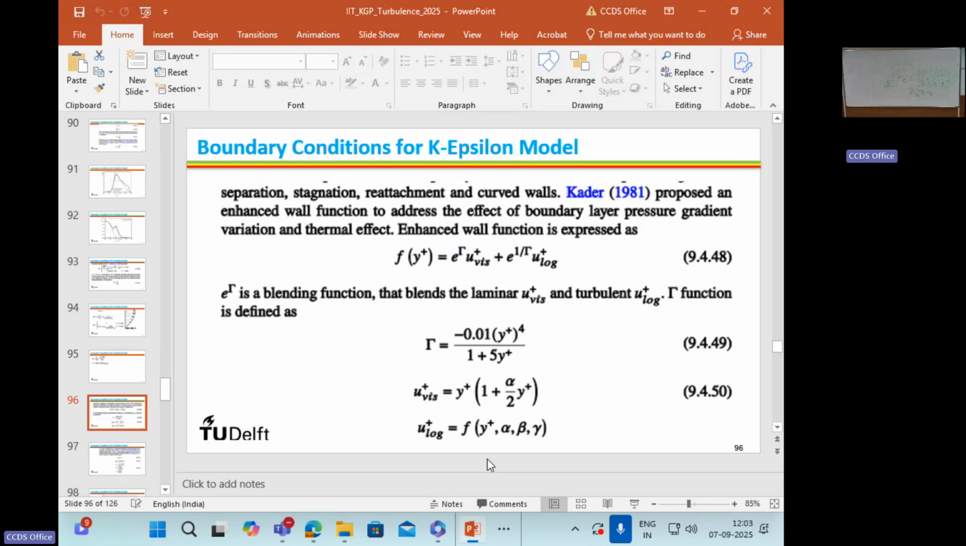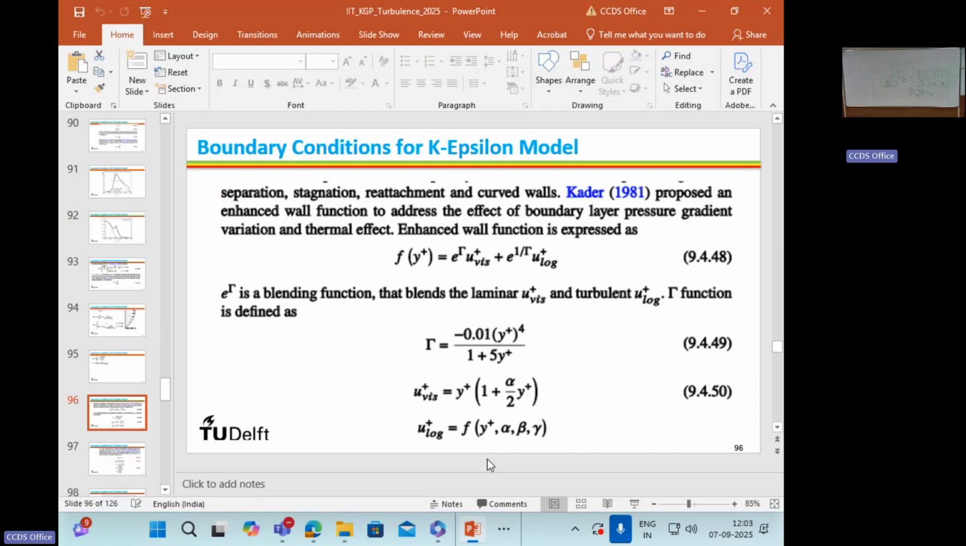This kind of wall treatment is called enhanced wall treatment or enhanced wall function, right? What is this tau? Tau again is a function of y plus, right? If you know the y plus, you calculate the tau. Once you know the tau, you find e to the power 1 by tau. Okay, you calculate the y plus value in the linear layer, in the log layer, and in the viscous layer.